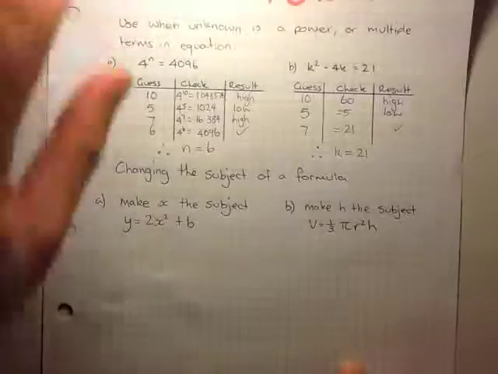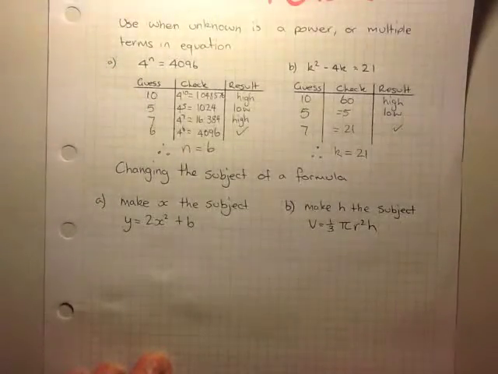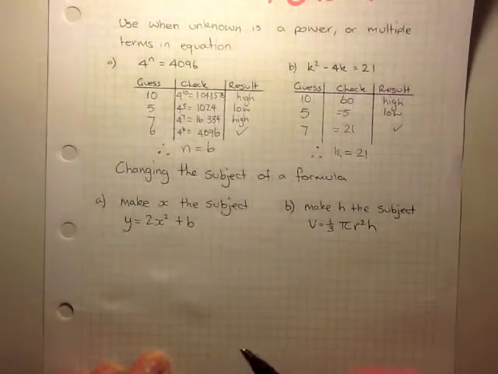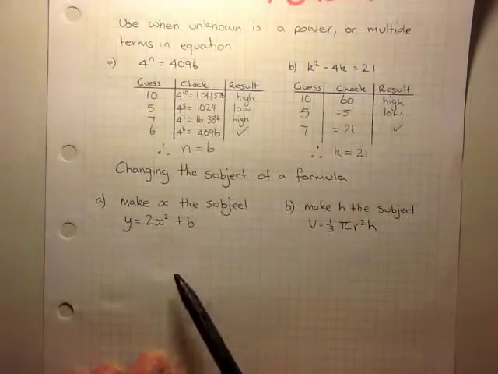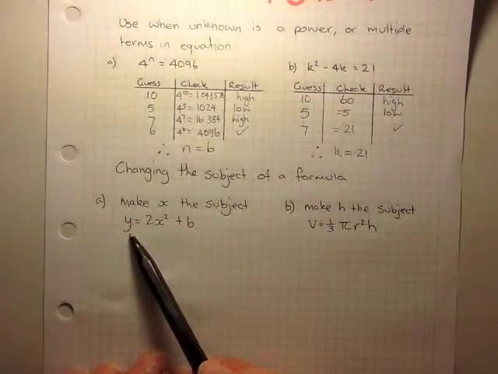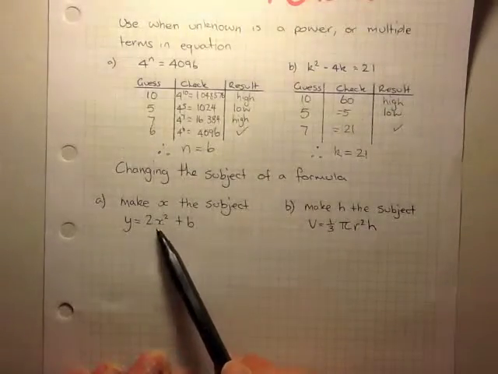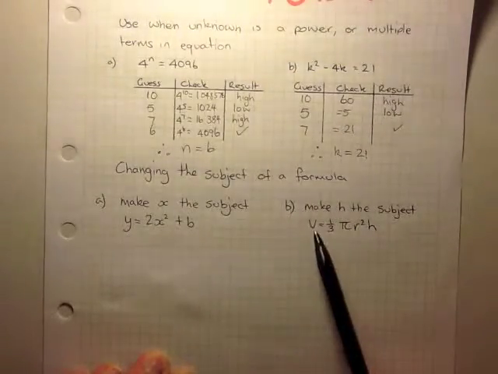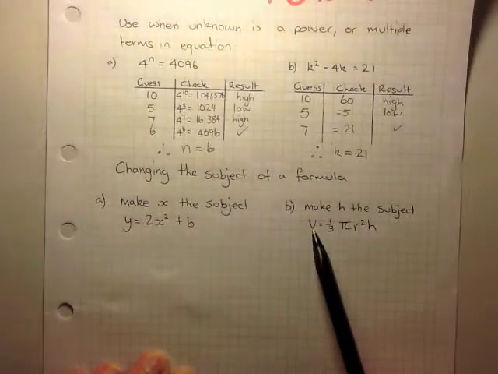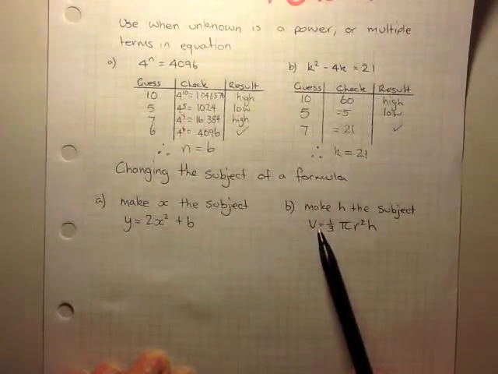Sometimes with formulas we are asked to change the subject of a formula. The subject of a formula is what equals. So in this first example, the subject of the formula is y, because we have y equals 2x squared plus b. In this second example, v is the subject because it's v equals.